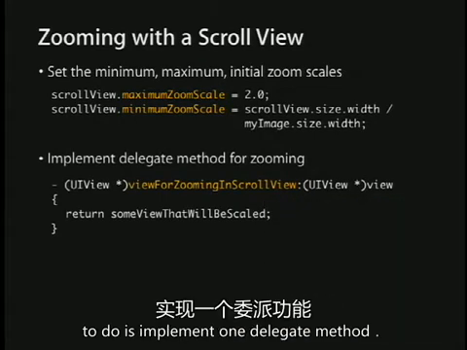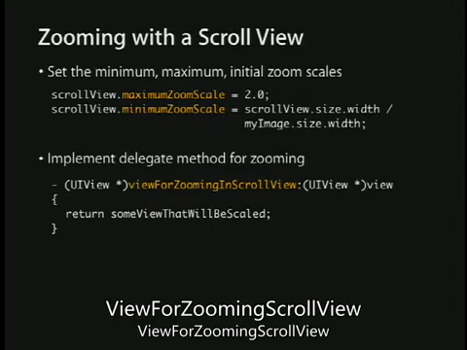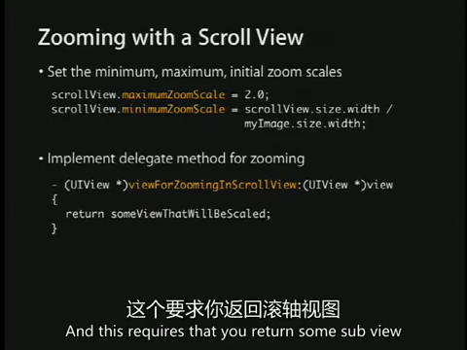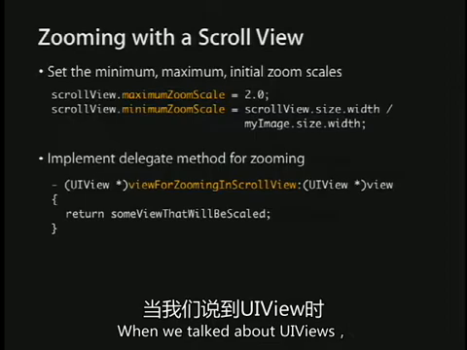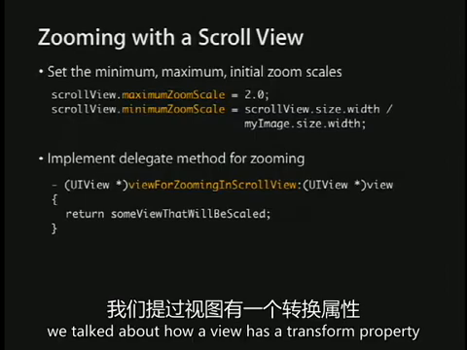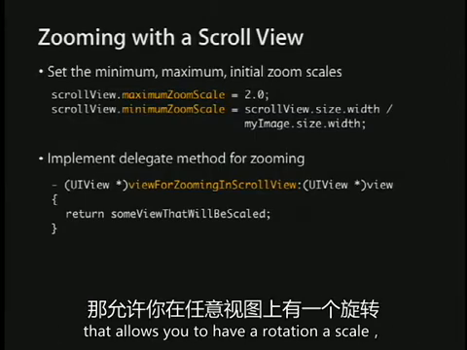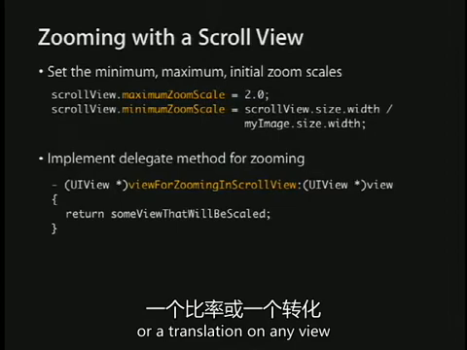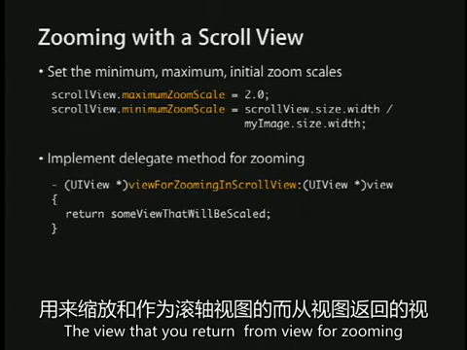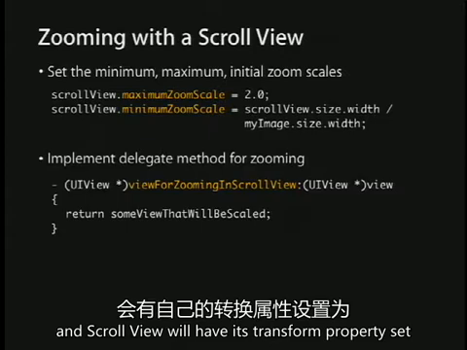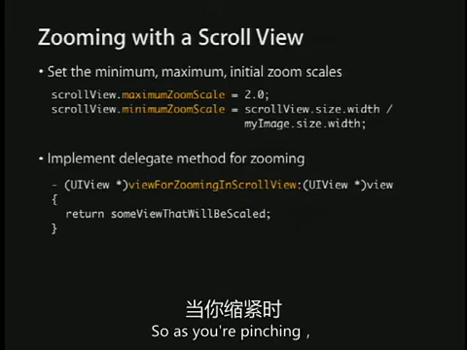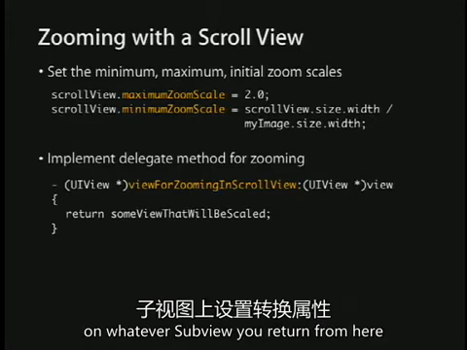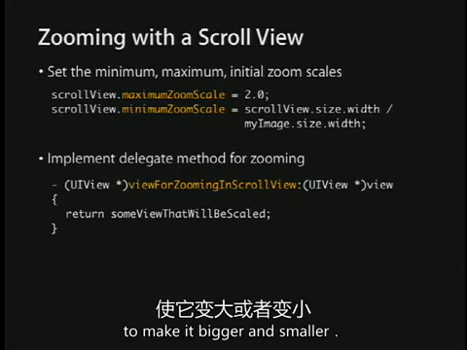The second thing you have to do is implement one delegate method, viewForZoomingInScrollView. And this requires that you return some subview of your UIScrollView that the scroll view will zoom up and down. When we talked about UIViews, we talked about how a view has a transform property that allows you to have a rotation, a scale, or a translation on any view. The view that you return from viewForZoomingInScrollView will have its transform property set to a scale that corresponds to the scroll view scale. So as you're pinching, scroll view is setting the transform property on whatever subview you return from here to make it bigger and smaller.